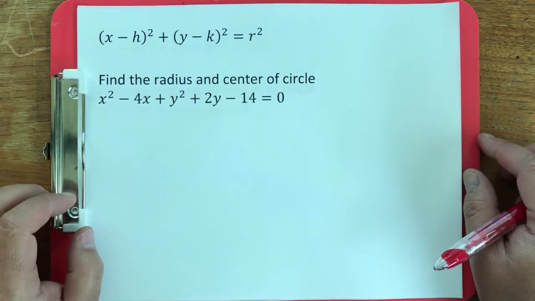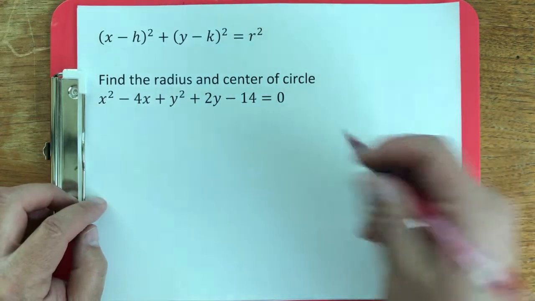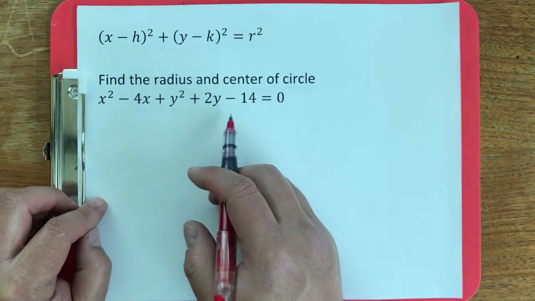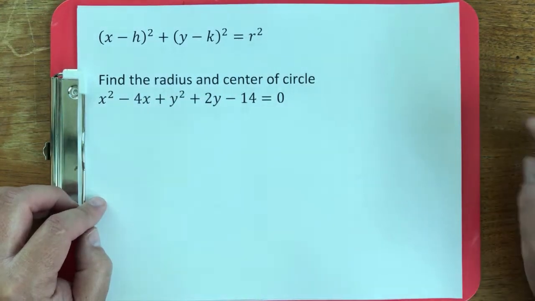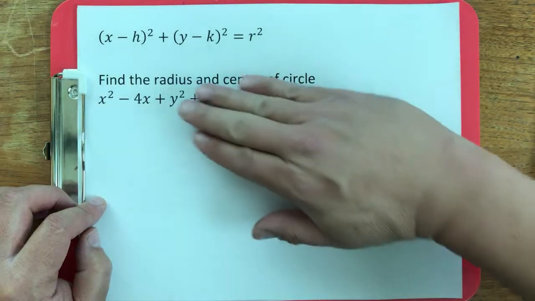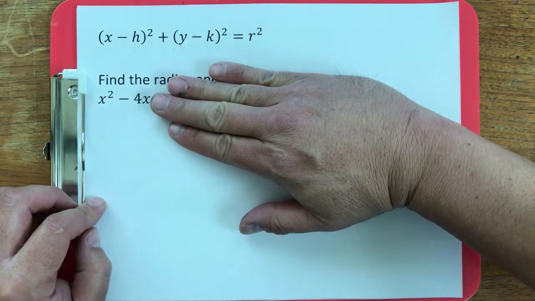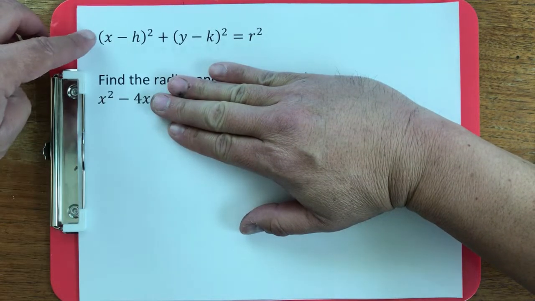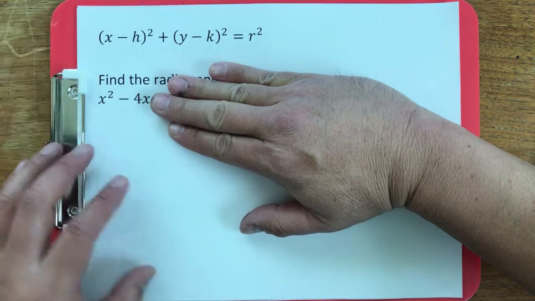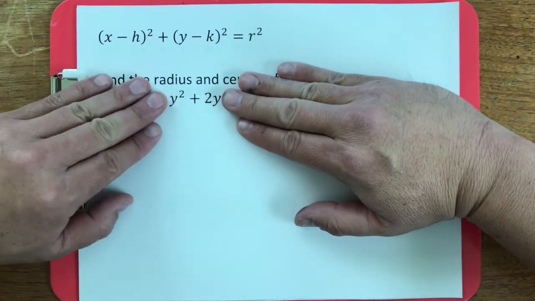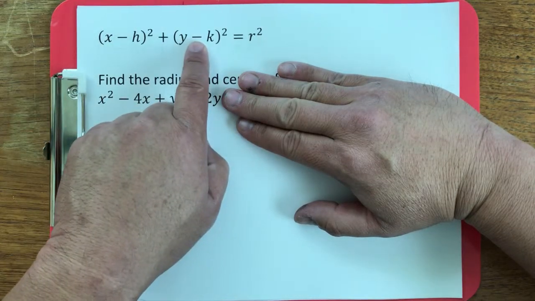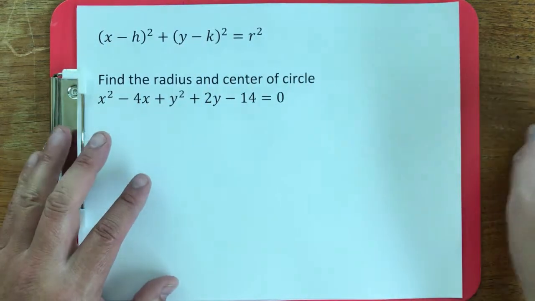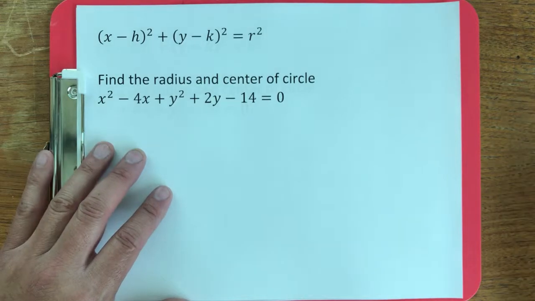Now, this problem is quite a bit more difficult than the previous problem we had because what they have given us does not resemble the circle equation at all. So what we want to do is we want to look at this x squared minus 4x and somehow make it look like this. In the same way, we want to take this y squared plus 2y and somehow make it look like this. Now in the past, we were able to do that by completing the square.